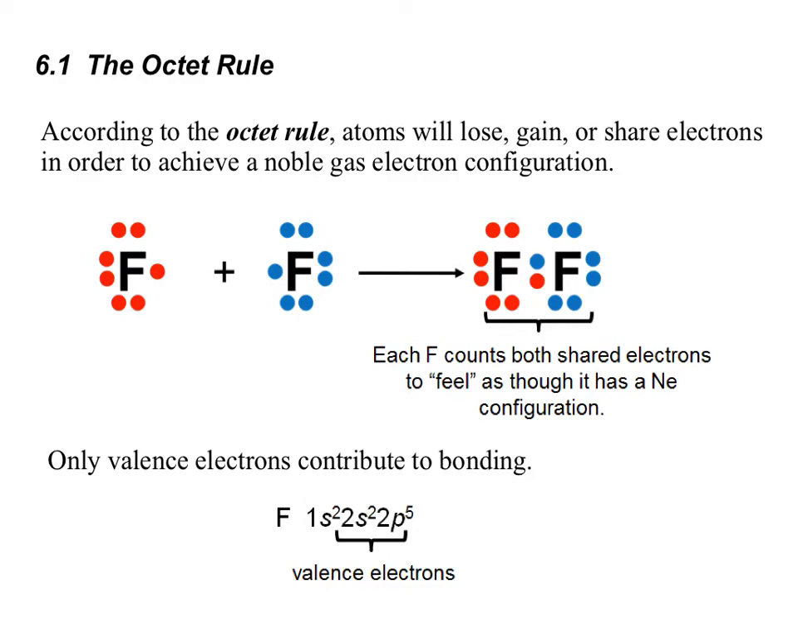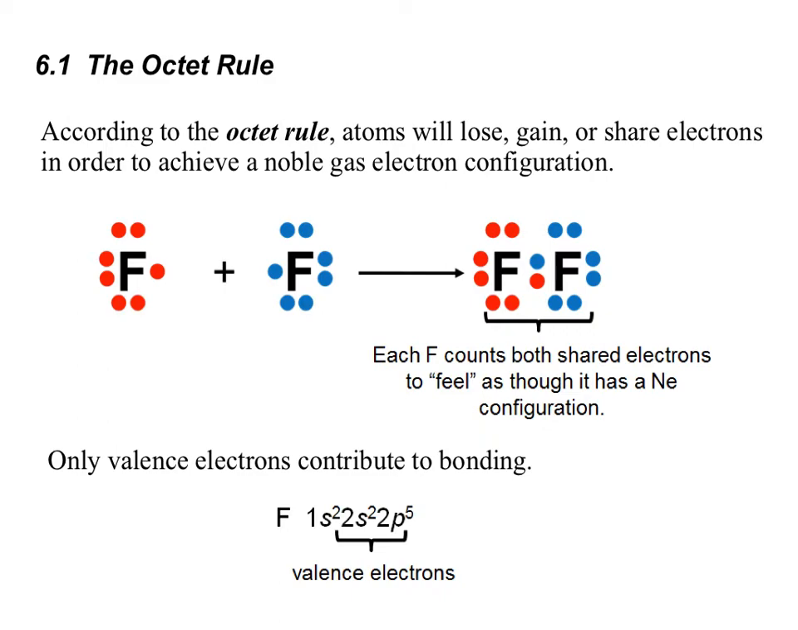The Octet Rule. According to the Octet Rule, atoms will lose, gain, or share electrons in order to achieve a noble gas electron configuration. So for example, if we have two fluorines with 7 electrons each, they will share that one unpaired electron to form a bond. Each F counts both shared electrons to feel as though it has a neon configuration.